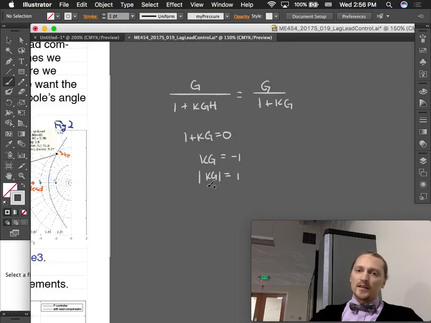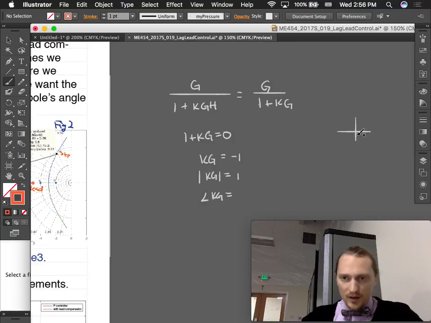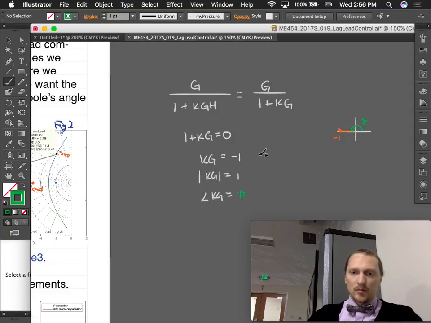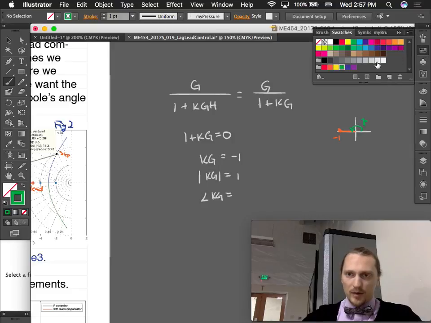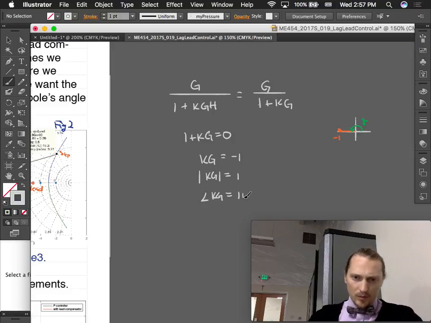The phase of KG has to equal, what is the phase of negative 1? In the complex plane, it's 180 degrees, right? It's pi. So there's negative 1. So the phase is pi. So the phase has to equal pi.